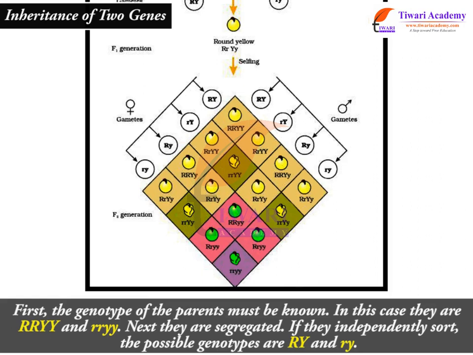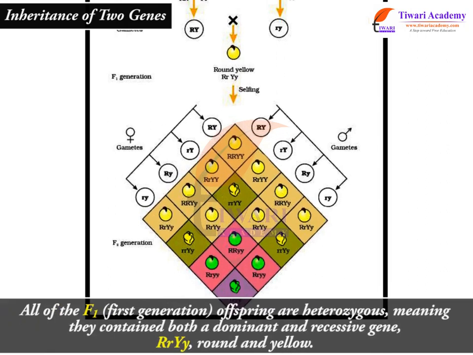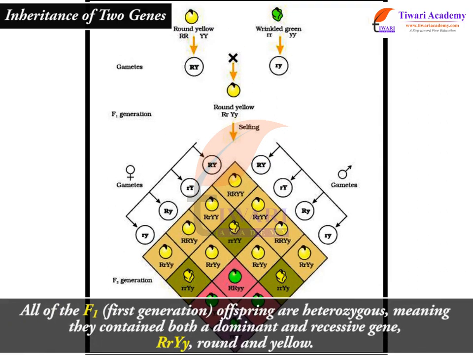Next, they are segregated. If they independently sort, the possible genotypes are capital RRYY and small rryy. All of the F1 first generation offspring are heterozygous, meaning they contained both a dominant and recessive gene, capital R, small r, capital Y, small y, round and yellow.